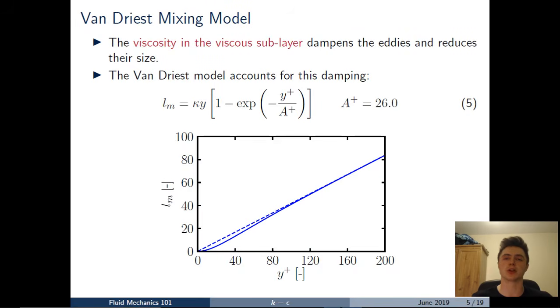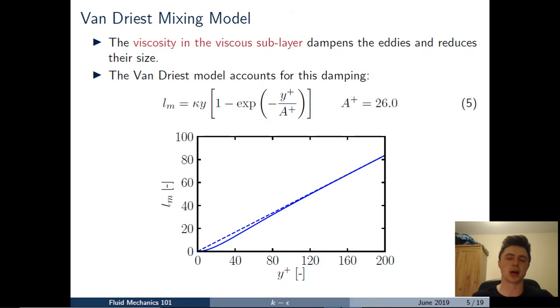So an improvement on the Prandtl hypothesis is the Van Driest mixing model, which says as we approach the wall, the action of viscosity is also going to dampen those eddies, and a way of interpreting this is reducing the effective size of the eddies in the mixing length hypothesis. And so if we reduce the mixing length, we're also going to reduce the eddy or turbulent viscosity there, which is reducing the mixing in the flow due to turbulence. And this is what we expect as we approach the wall. And the Van Driest model takes the form given in equation 5.